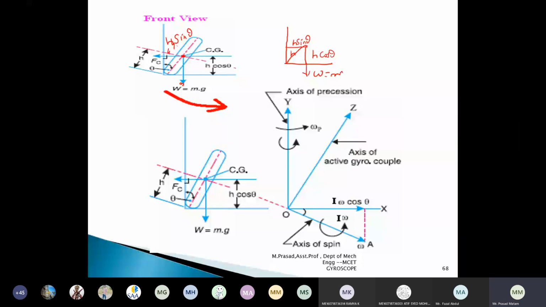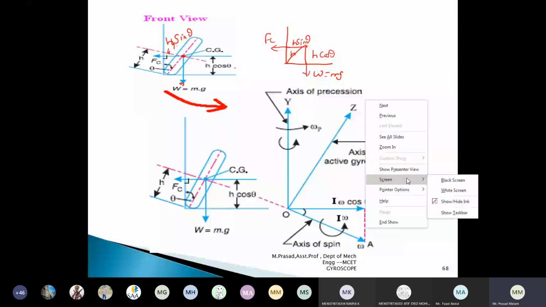Got it. Now what they have done, you can see, the axis of spin is extended. Extend this axis of spin. So on the axis of spin, what am I getting? I omega. This I omega is resolved again along the x-axis and y-axis. Along the x-axis I get I omega cos theta, and along the y-axis I get I omega.